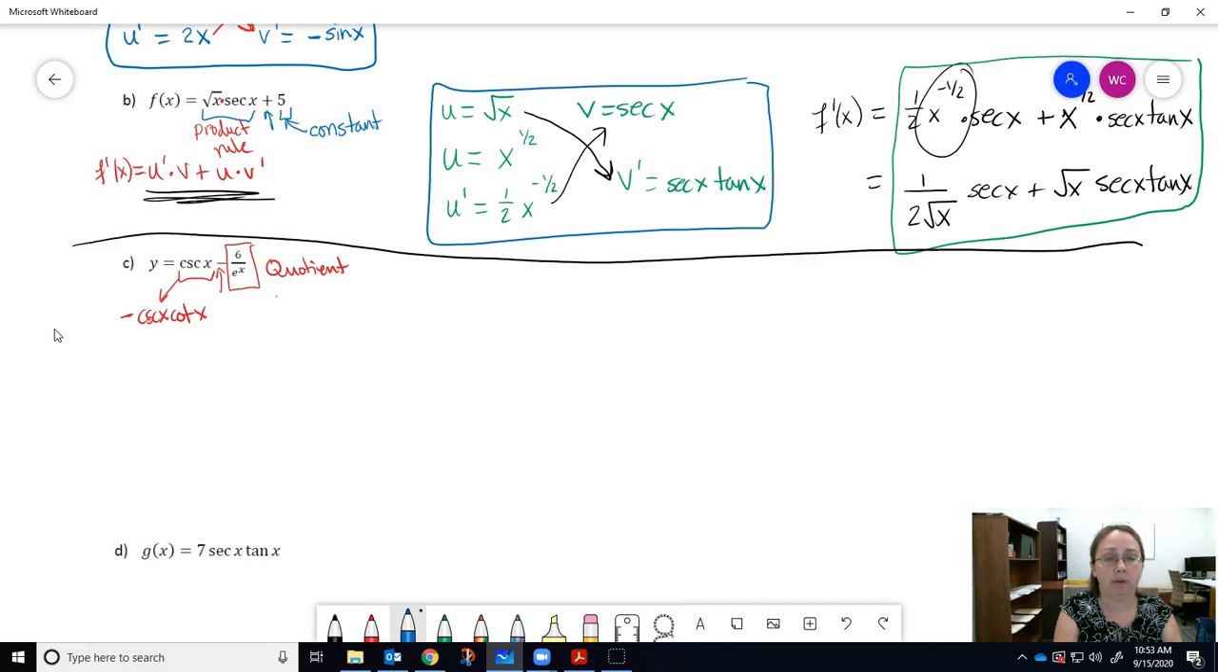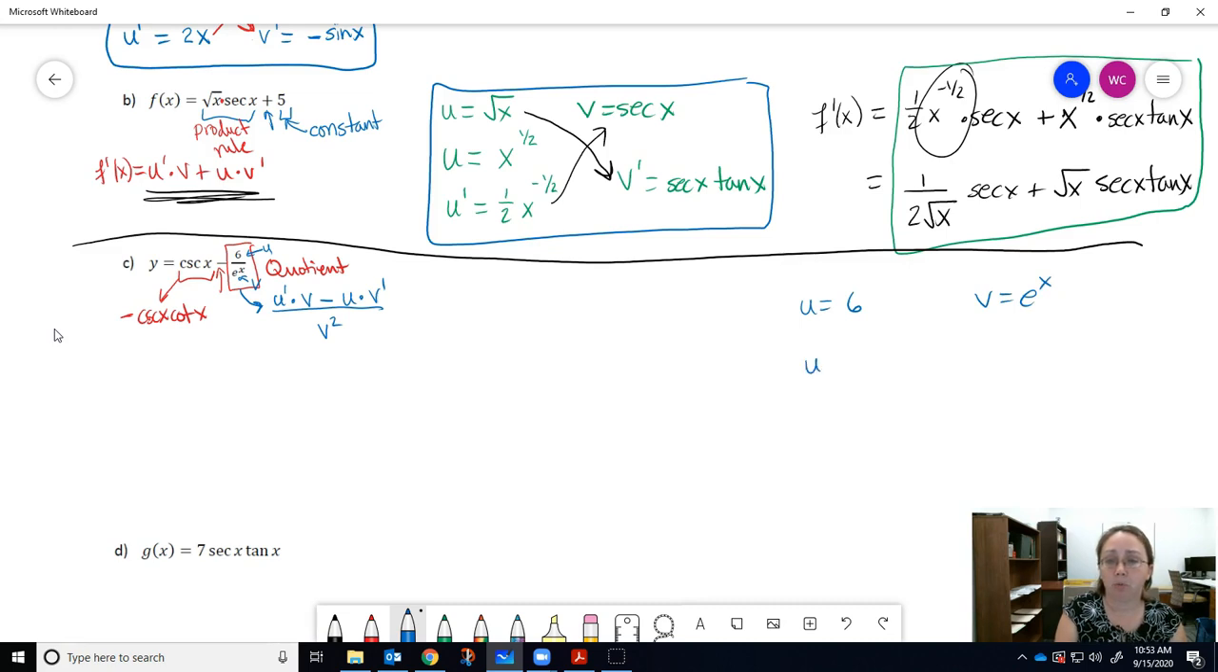What is the derivative of a quotient? The derivative of the top times the bottom, minus the opposite: top times the derivative of the bottom, all of it over the bottom squared. So remember, this is just for this piece. My u is the top, my v is the bottom. Write them out. So u equals 6, v equals e to the x.